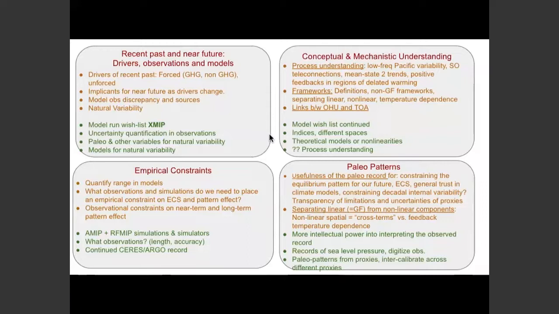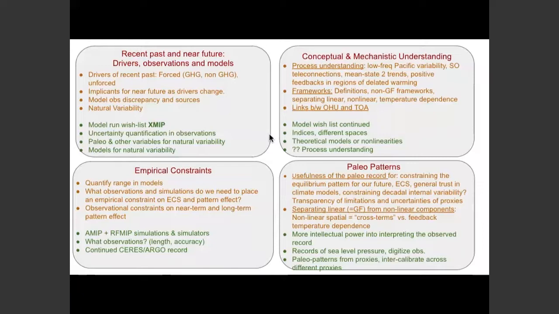Yeah. I just wanted to say something about empirical constraints. I think in ECS world, not in pattern effect world, but just thinking about ECS, we've made a lot of progress on constraining the process that we think really matters, which is the cloud feedback, and that actually ends up being a lot of the story for the pattern effect too. And focusing on cloud responses to their environment has been really powerful for trying to constrain how clouds will respond in the future. And so I think a lot of those same constraints can be applied here.